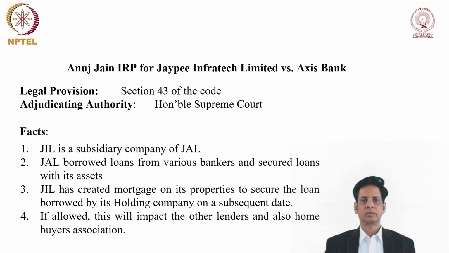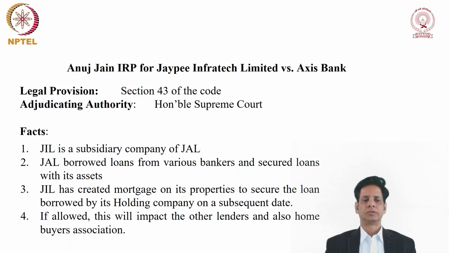Now, there's a case law. This will make it clear for you as to what is a preferential transaction. Anuj Jain, IRP for JP Infratech Limited versus Axis Bank is a case. Now, this is under section 43 of the code and the adjudicatory authority is none other than the Honorable Supreme Court of India. Now, the facts of the case.